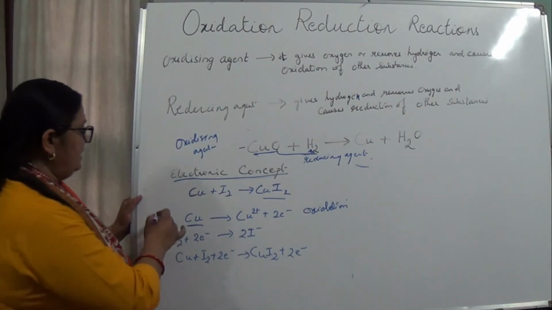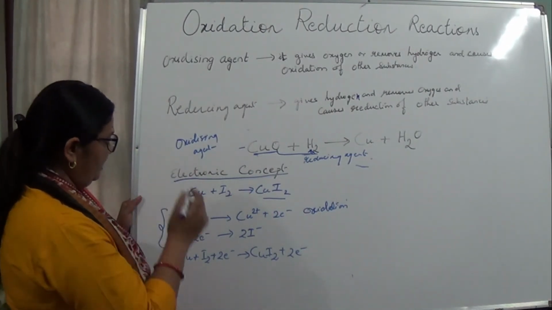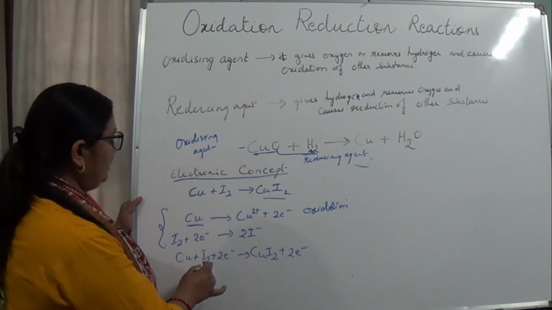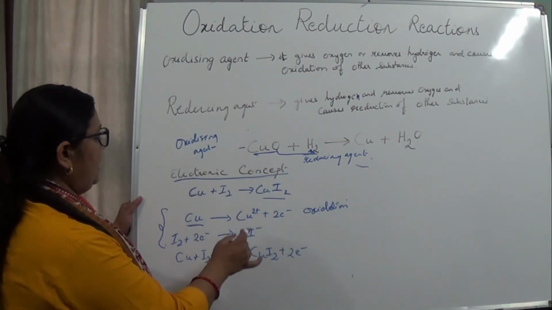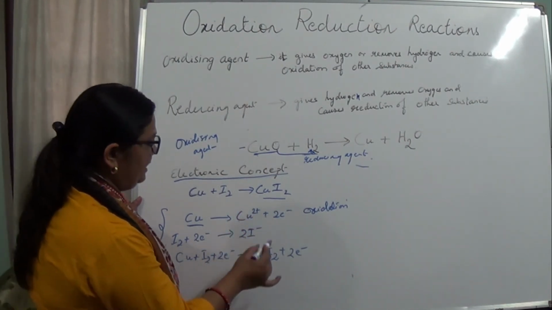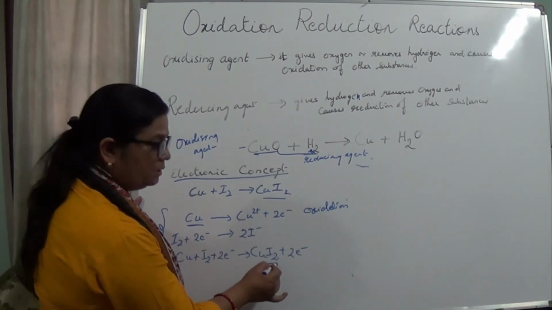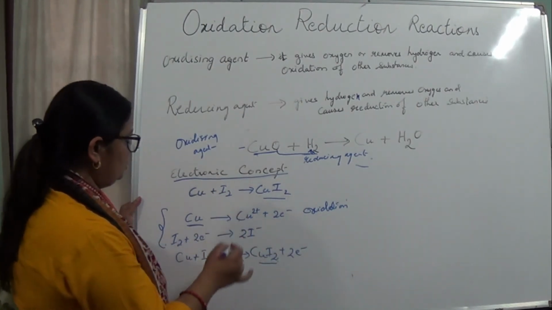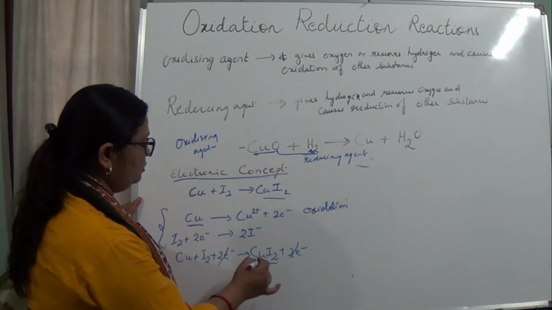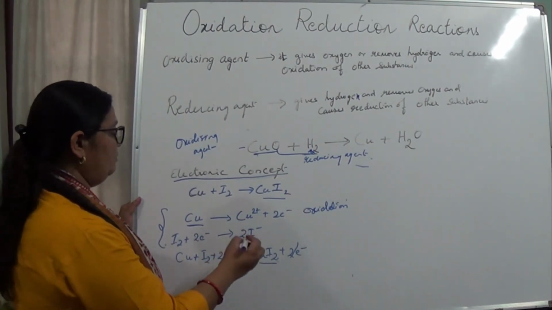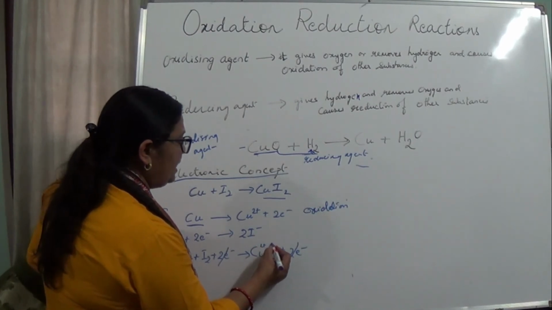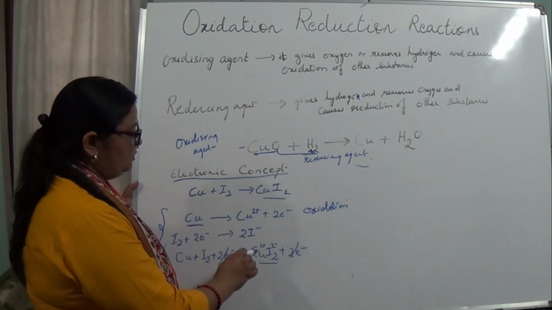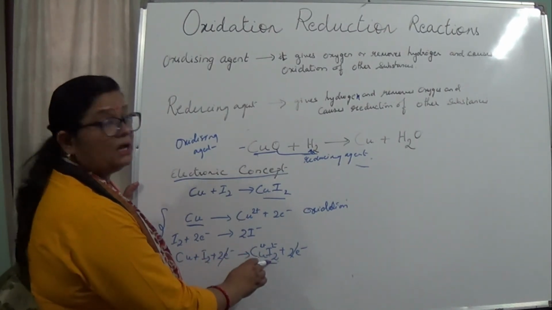Now we are adding these 2 reactions. When we add them, we get Cu plus I2 plus 2 electrons on one side, and Cu2+ plus 2I minus on the other, which becomes CuI2 and 2 electrons. Now these 2 electrons will be cancelled, and this is how we get copper iodide. Here you write 2 plus, and here 2 minus. This has given the electrons, so it is oxidized. This has taken them, so it is reduced.